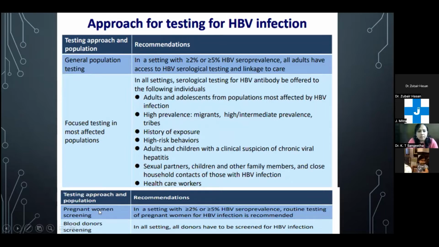Coming to the pregnant population, in a setting with a seroprevalence of more than 2 to 5%, WHO recommends routine testing of pregnant women for HPV infection. Blood donor screening: in all settings, all donors have to be screened for HPV infection.